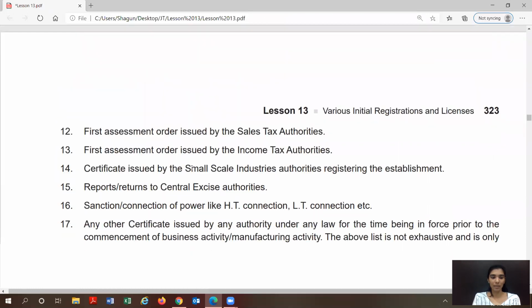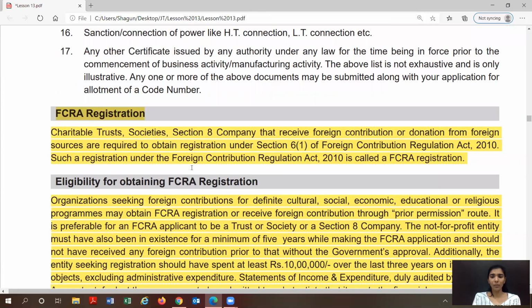You can just read through this. Now there is a next category called FCRA registration. FCRA क्या होता है? Basically all these non-profit organizations such as Being Human. Say for example Being Human. If it requires money from abroad, then how?